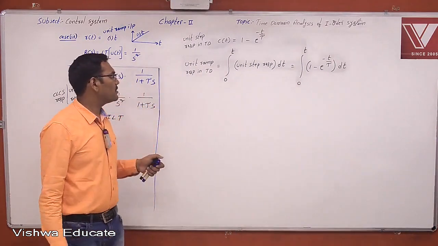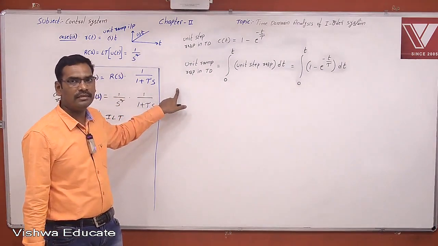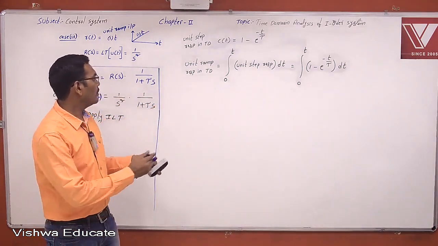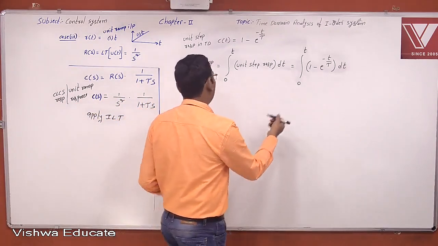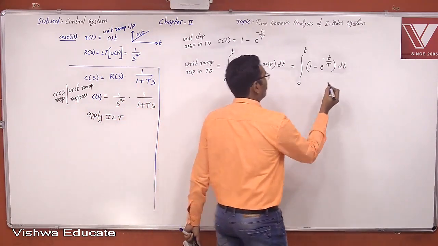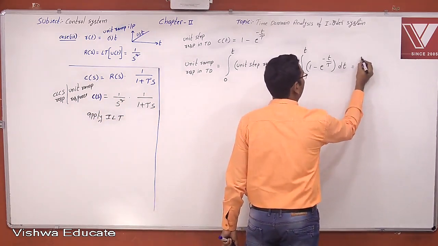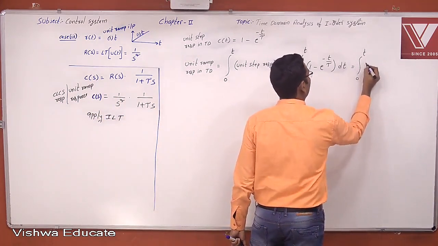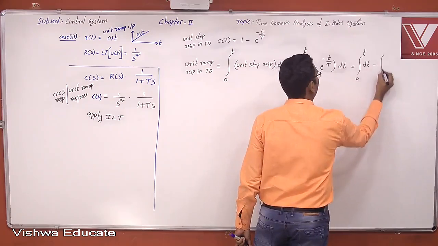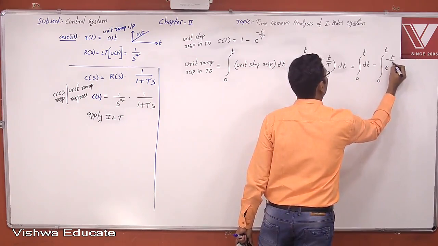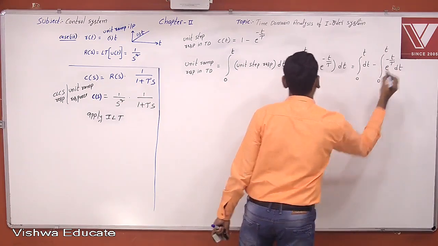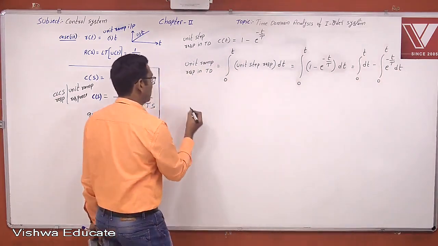Okay, students, then we'll see here, do you do this integration part or not? Now, this is the unit ramp response in time domain directly. It is nothing but the integration from 0 to t of dt minus the integration from 0 to t of e power minus t by tau dt. If you do this integration directly, you can get the answer.